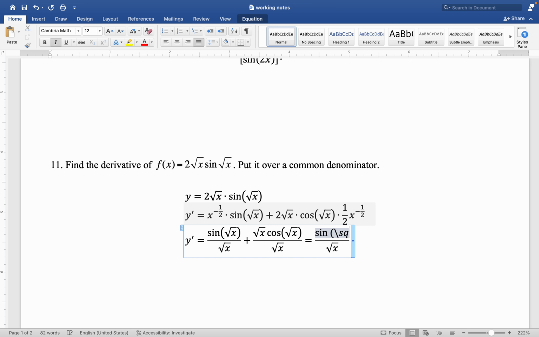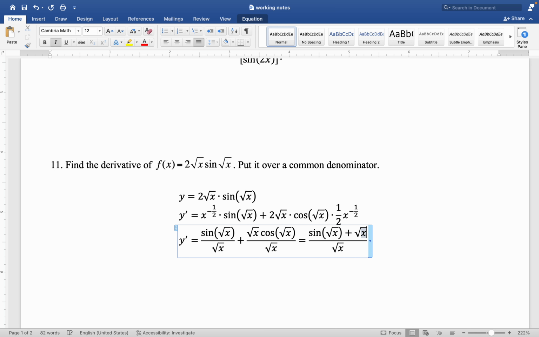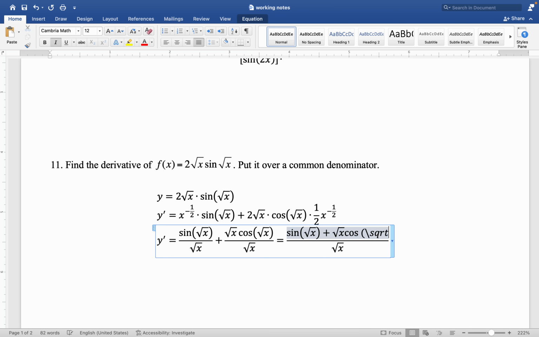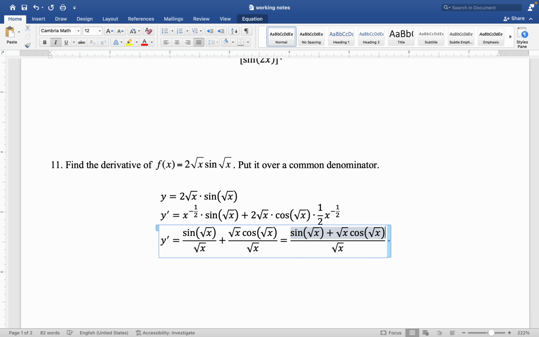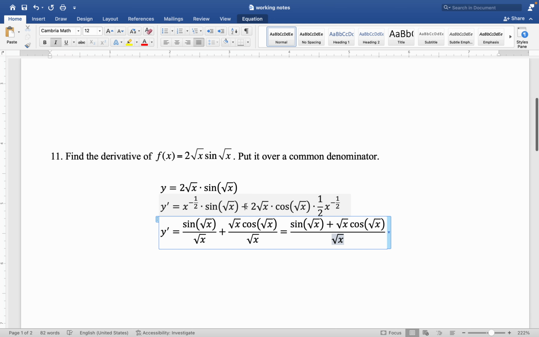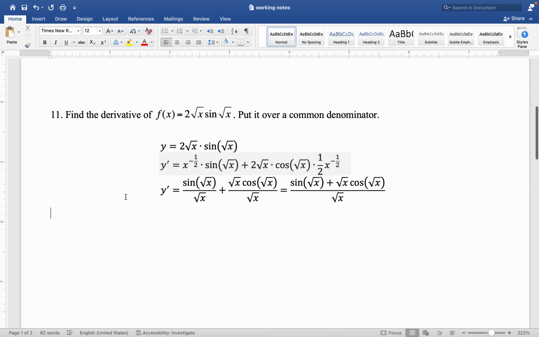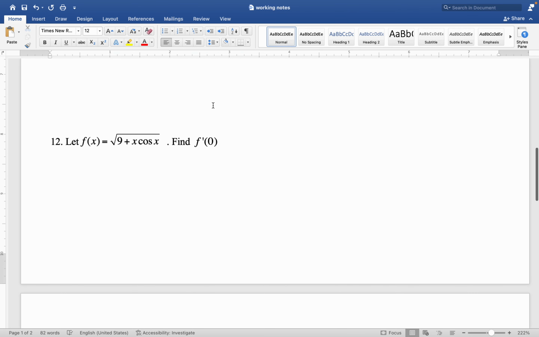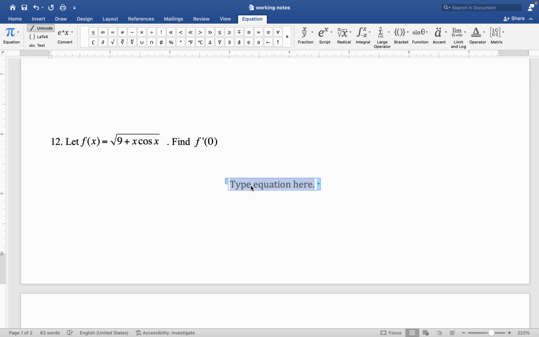So we'd have sine of square root of x plus square root of x times cosine of square root of x. And that is my answer. All right, and then the last problem that I want to go over is number 12. Number 12 is tough and maybe different from any we've done before.